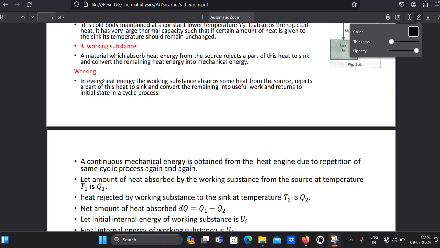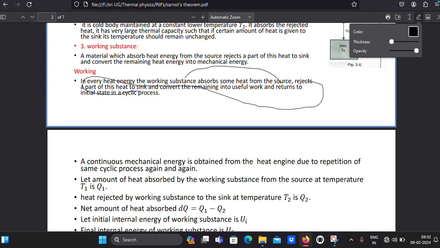Every heat energy, the working substance absorbs. So the main work of the working substance is to absorb heat energy. Some heat from the source, some certain amount of heat energy, it takes from the source, and rejects part of this heat energy to the sink.